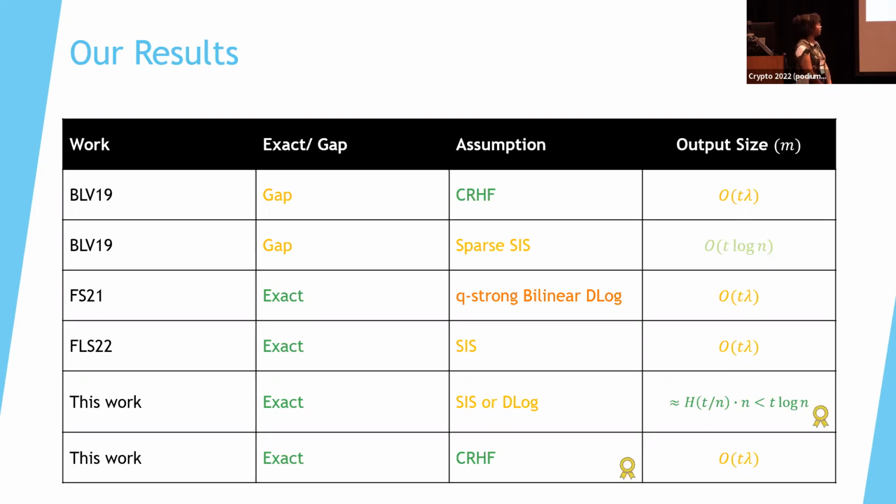Okay, and the output size of our first robust construction is approximately equal to h of t over n times n, where this h of t over n function is Shannon entropy. And this is strictly less than the output size achieved by prior works. And in our work, we prove a lower bound that shows that this output is actually optimal. Okay, and then we also get optimality from standard collision resistance for our exact Hamming construction.